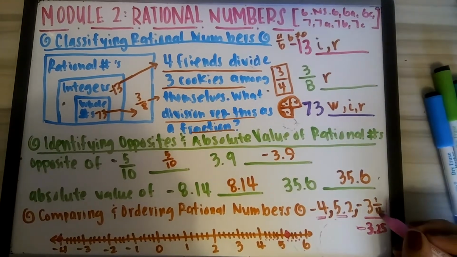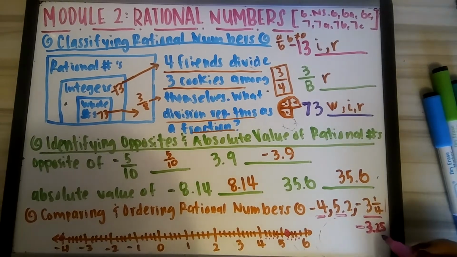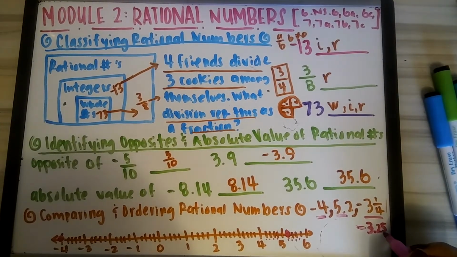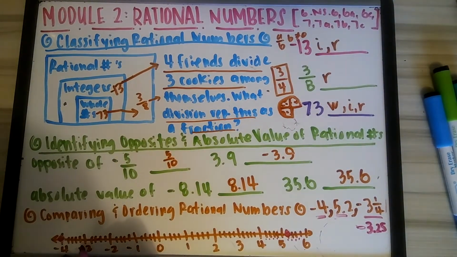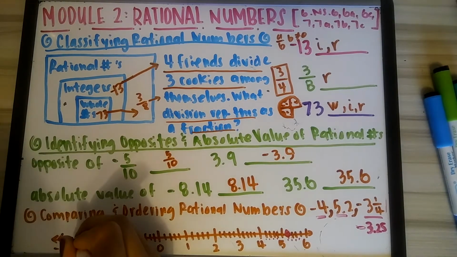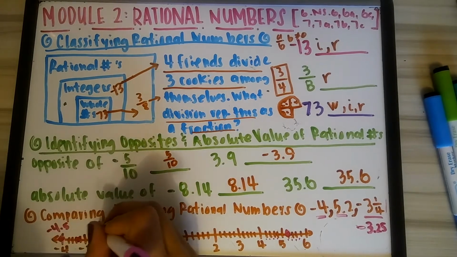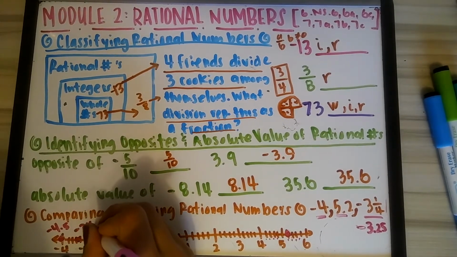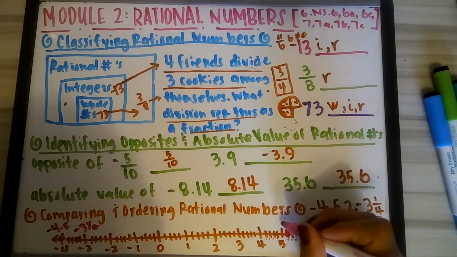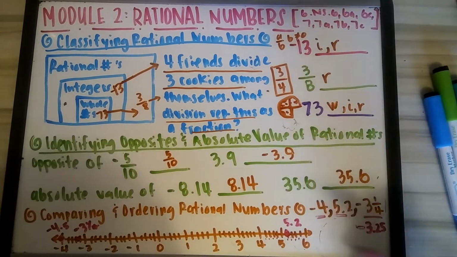That's my second point. And then my third point is -3.25. That means that it's going to be between -3 and -4 right there. So that will be about right here in the middle. Okay. So this is -4.5. This one was -3 1/4. And this one right here was 5.2. Okay. So I already have them there.